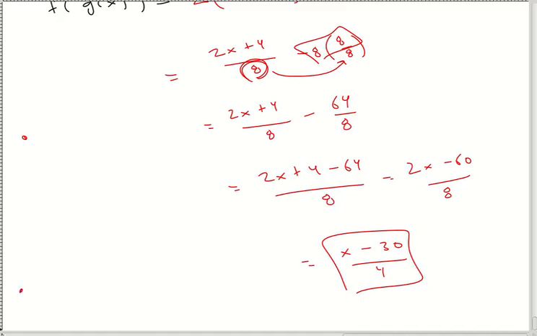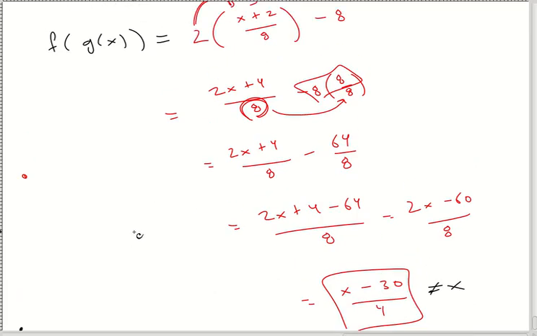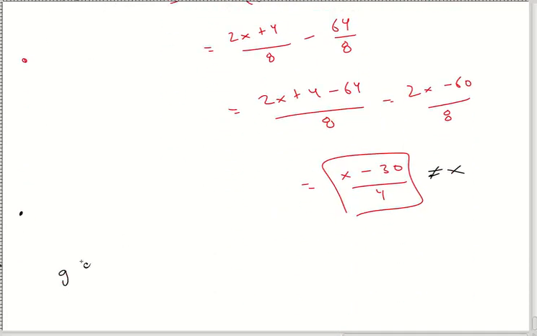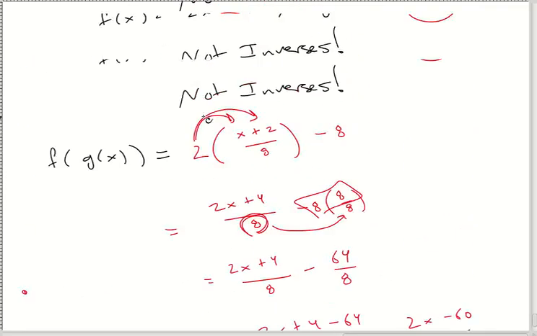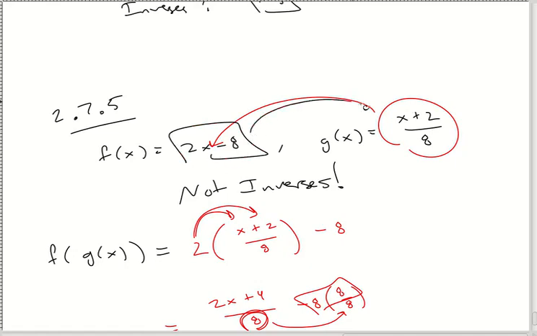Whew, that took a long time. Not equal to x. Not an inverse. You should have got just a plain old x there. But we didn't, so therefore not inverses. Now we actually have to do it the other way too, and there's going to be a whole different problem. So I'm going to take this and plug it in there.